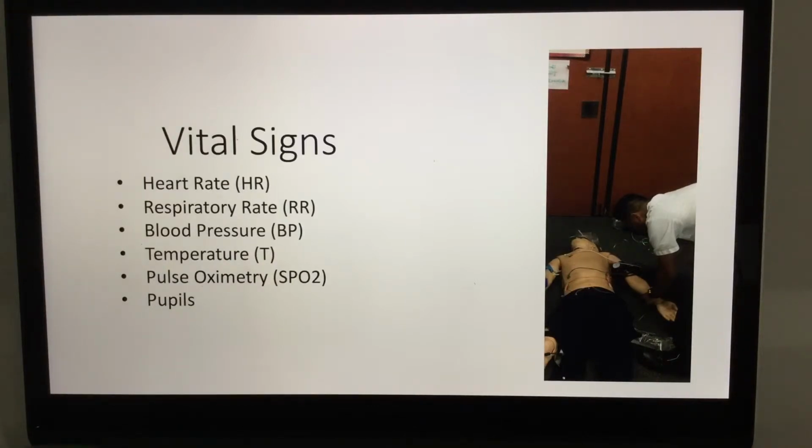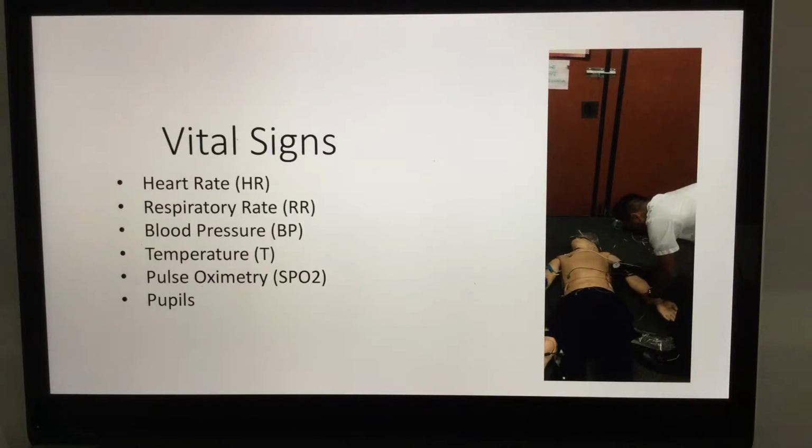Pulse rates can be fast or slow or normal. Normal heart rates range anywhere between 60 and 100. Anything over 100 is called tachycardia. Anything less than 60, we're looking at bradycardia. So 58, 59, 50, these are bradycardias. 60 to 100 is normal, and above 100 is tachycardia.